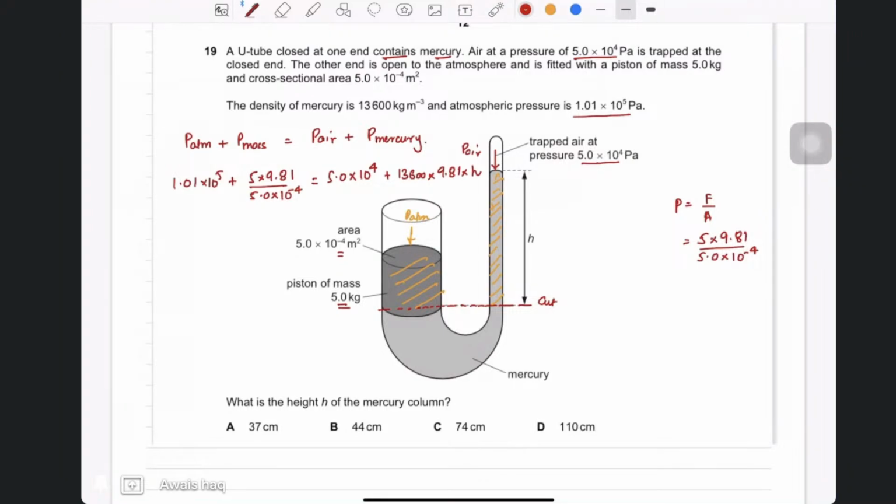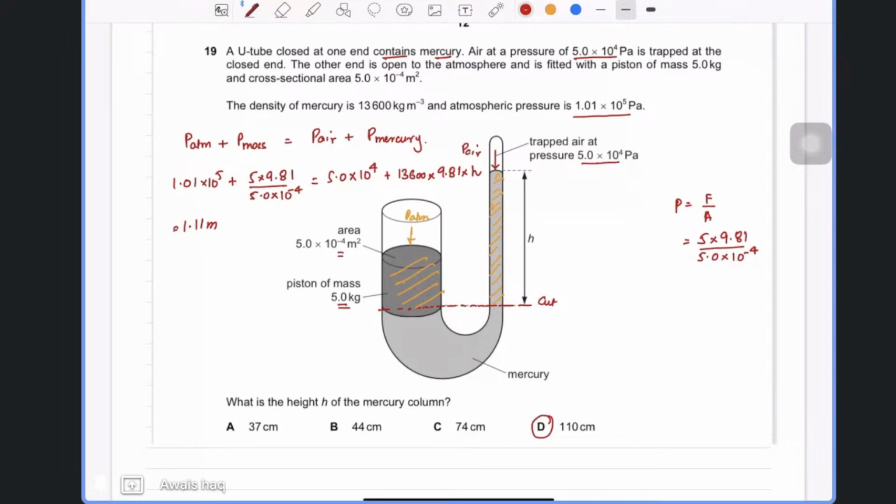So it's giving 1.11, sorry, 1.11 meters. So this would be 110 centimeters. So it is that easy. Do you understand now?